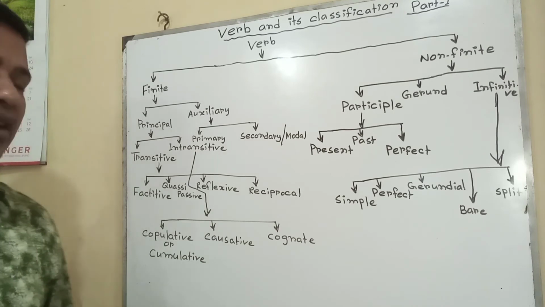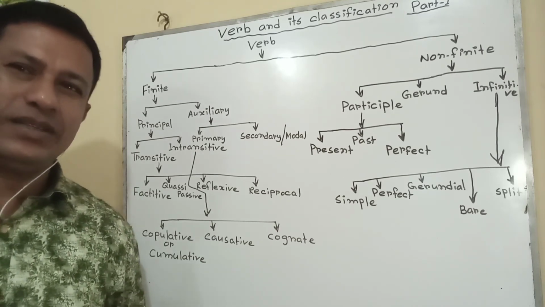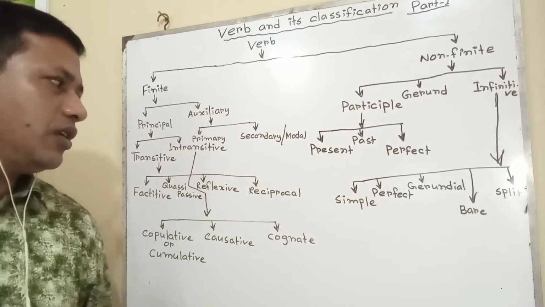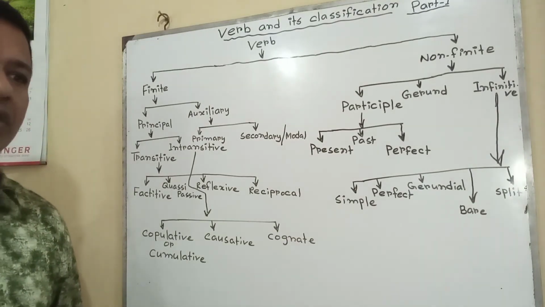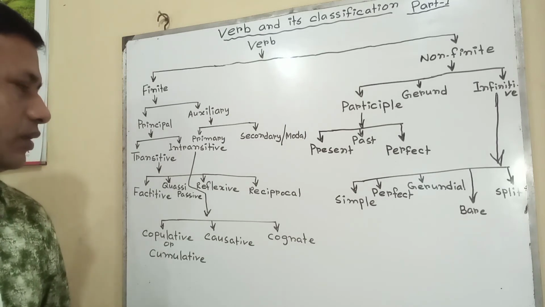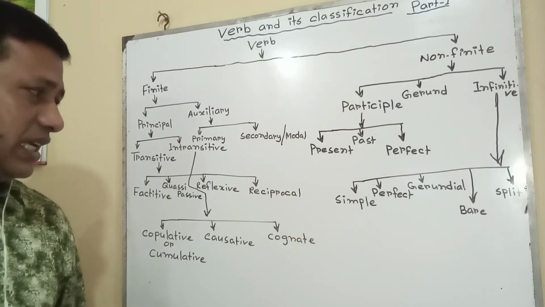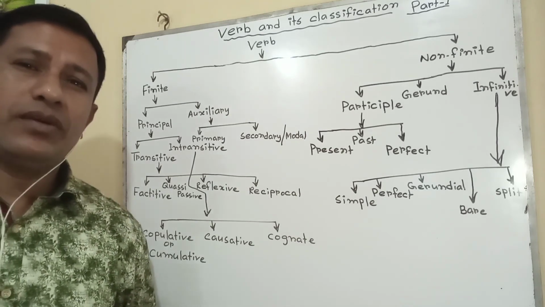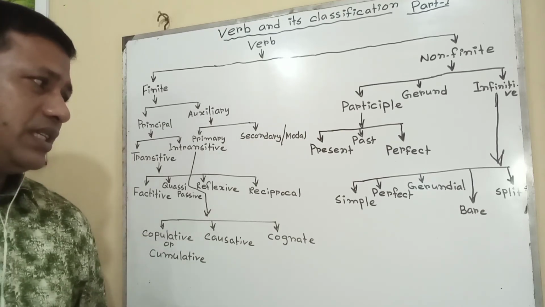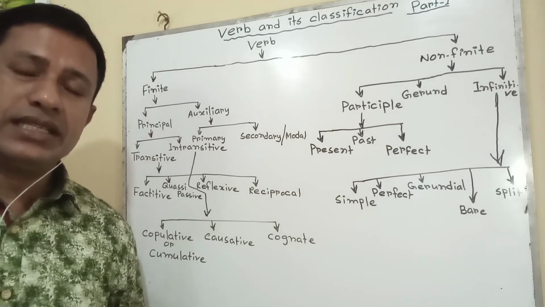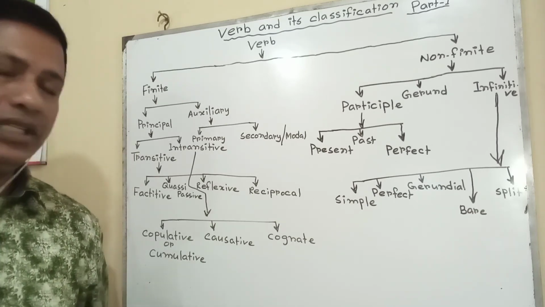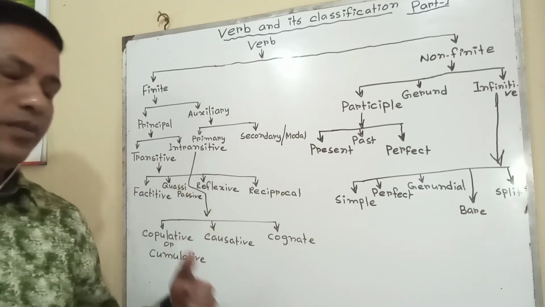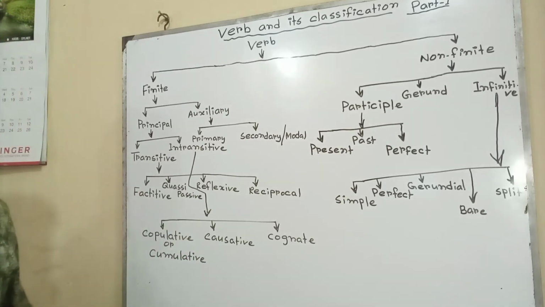Reflexive verb: the verb which accepts a reflexive pronoun as object, such as he killed himself, they hurt themselves. Reciprocal verb: the verb which accepts a reciprocal pronoun as object, such as they help each other, they help one another. Each other means between two; one another means among more than two.